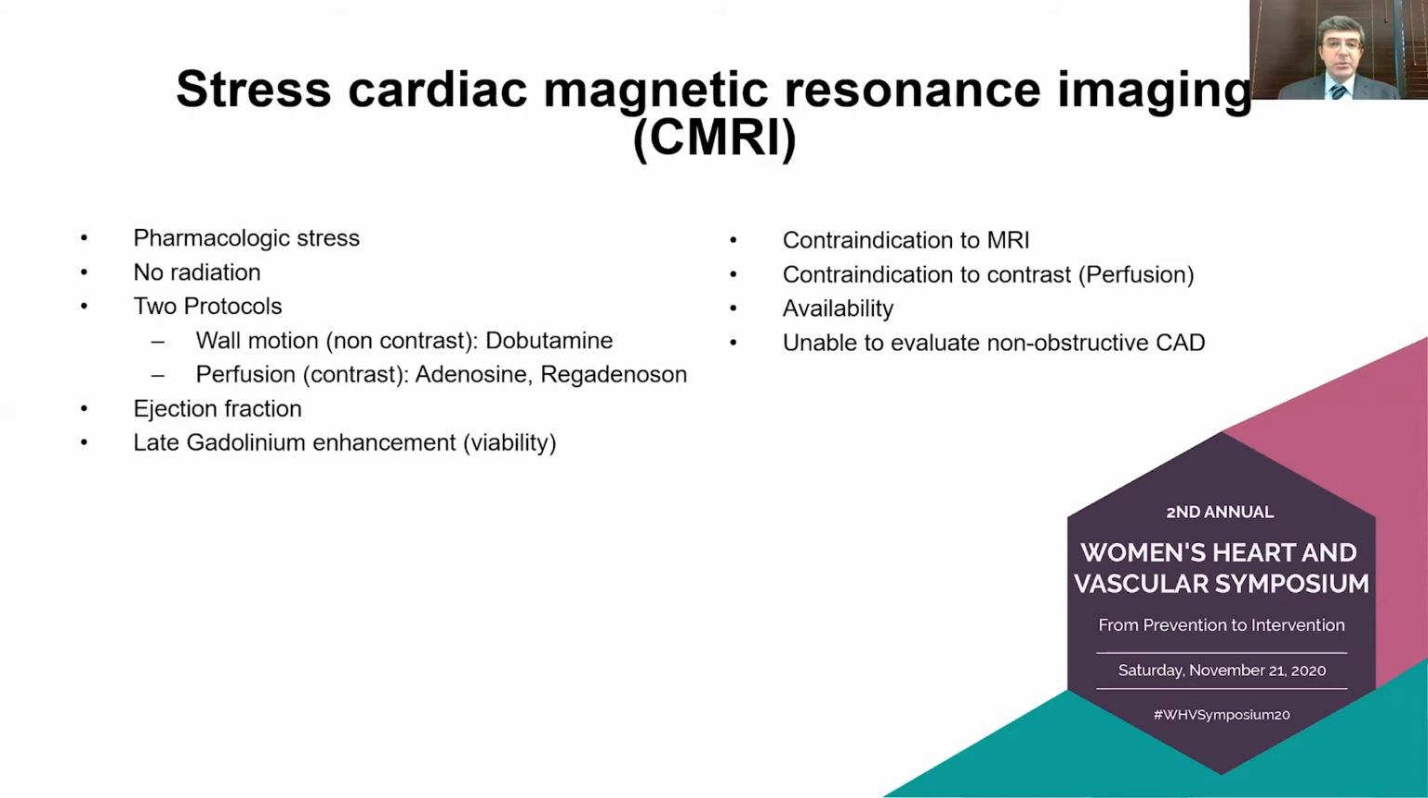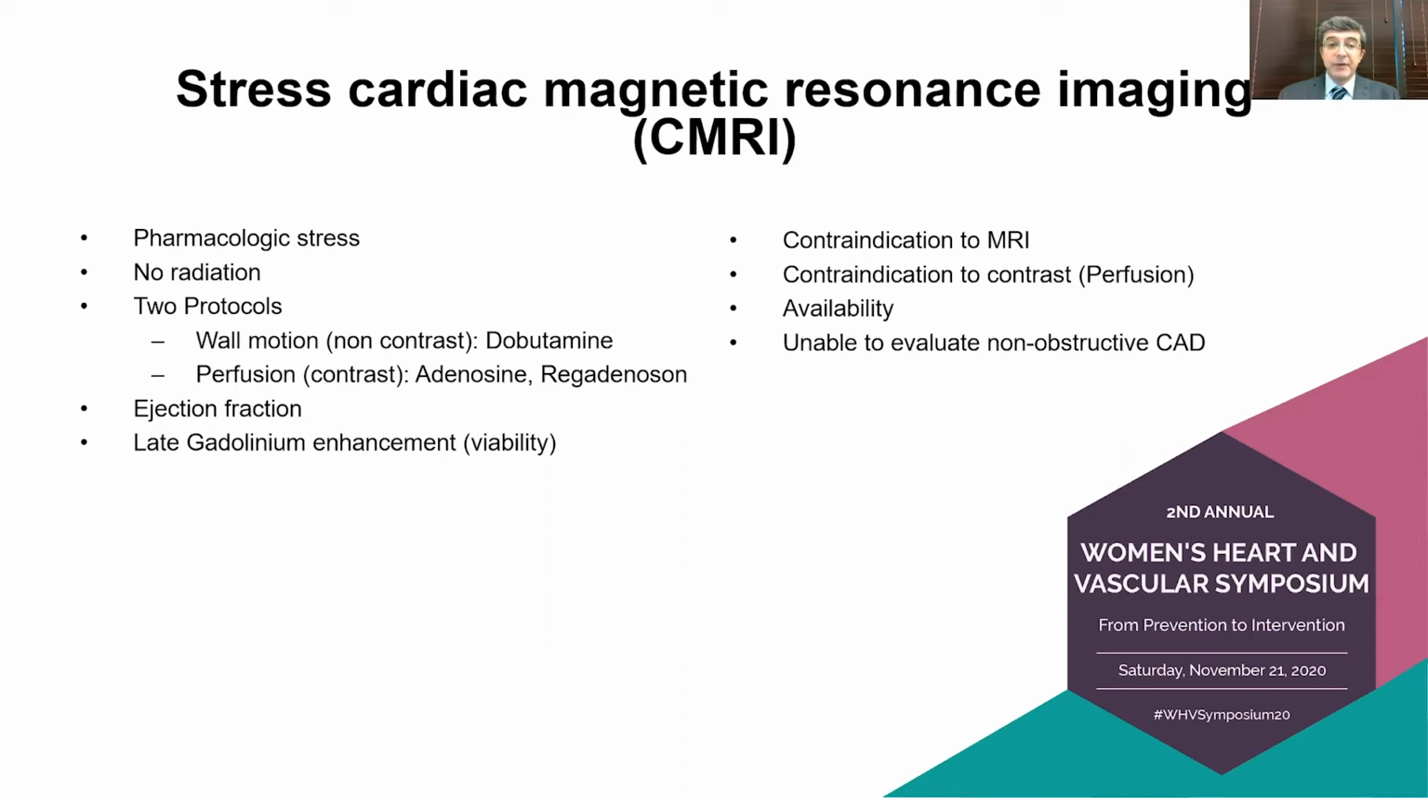Stress magnetic resonance imaging is the next way to look at ischemic heart disease. Most of the centers are doing pharmacologic stress MRI. It doesn't have radiation, and that's good. There are two protocols that we use. Either wall motion, when we use dobutamine and don't need contrast, or perfusion, when we use adenosine or regadenoson, and on that one we need to use contrast.